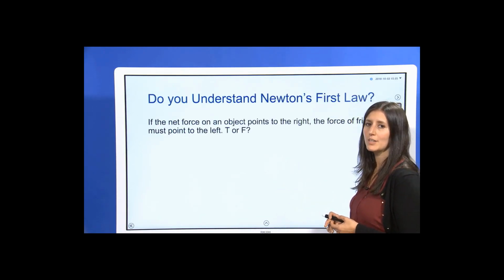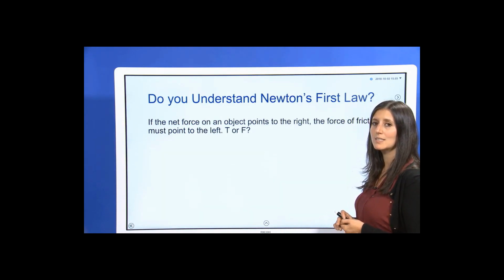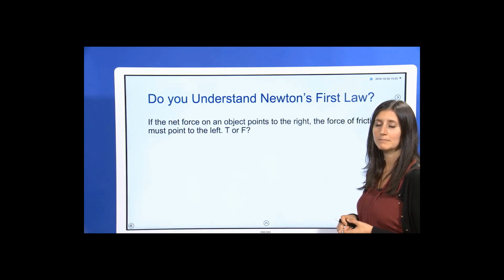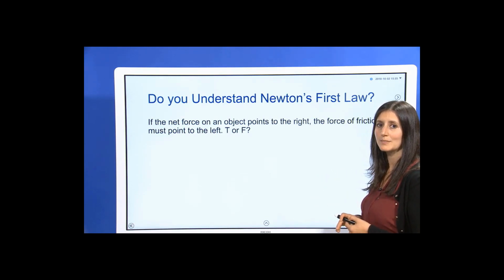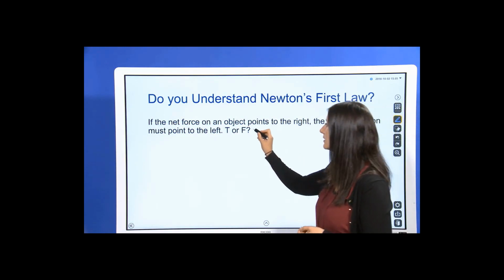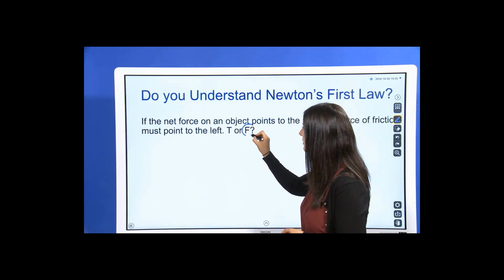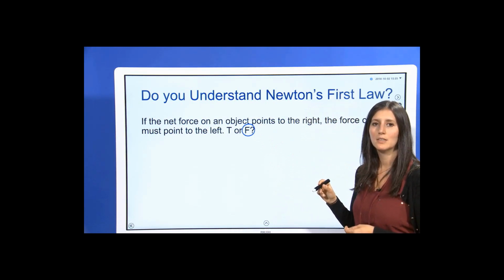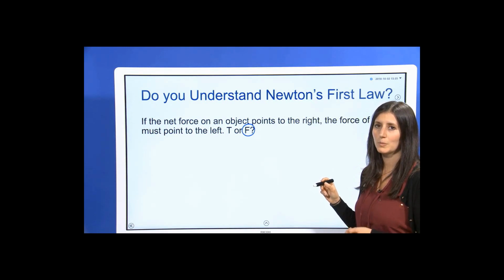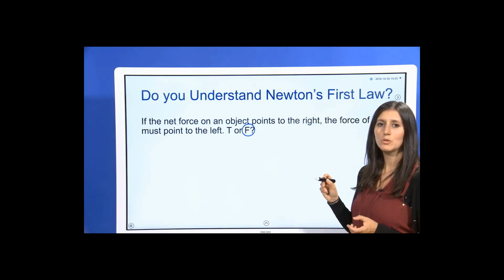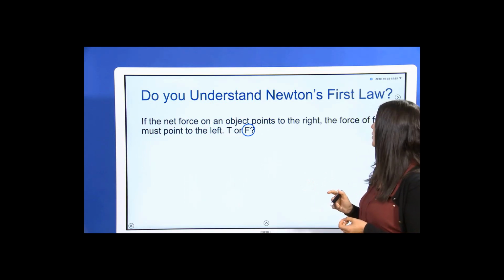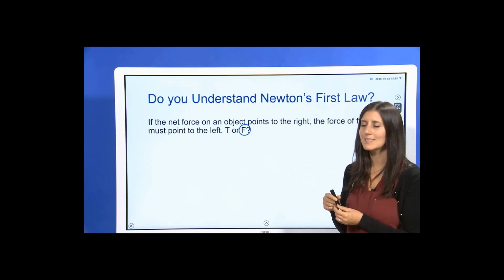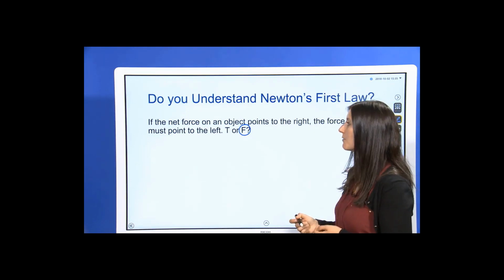If the net force on an object points to the right, does that imply that the force of friction has to point to the left? Okay, so this one is false. If your net force is pointing to the right, that doesn't mean the force of friction is going to point to the left. What's true about the force of friction is that it always opposes the motion. It doesn't oppose the net force, it opposes the motion.